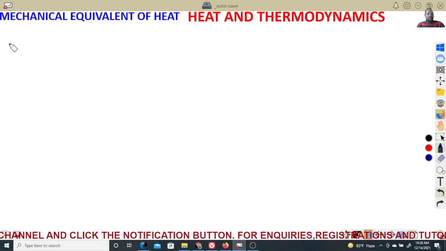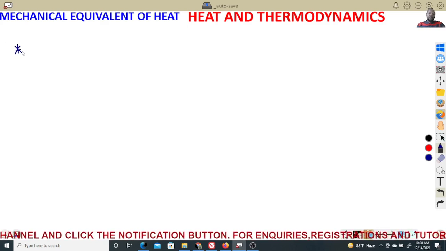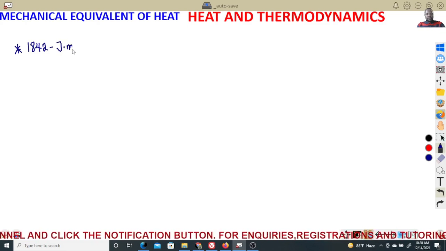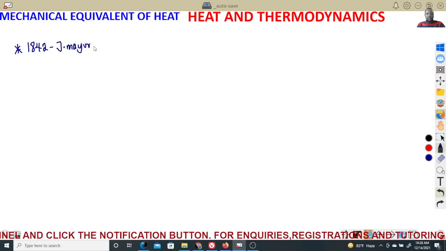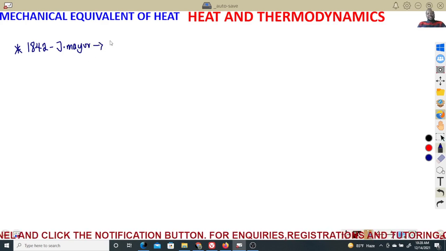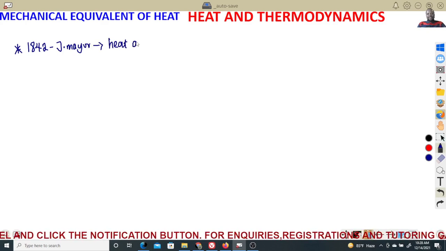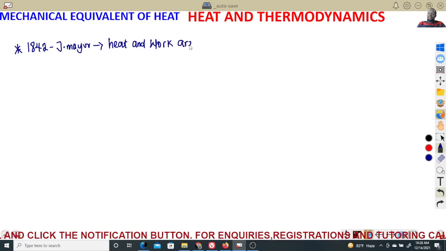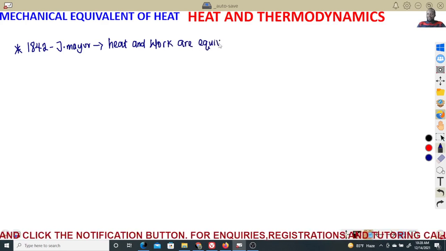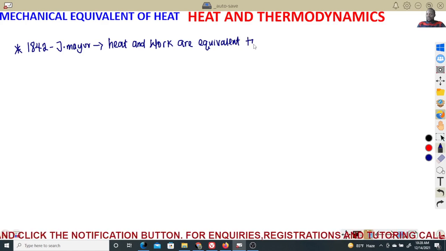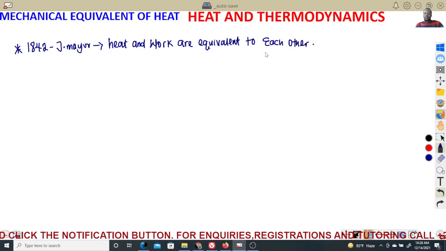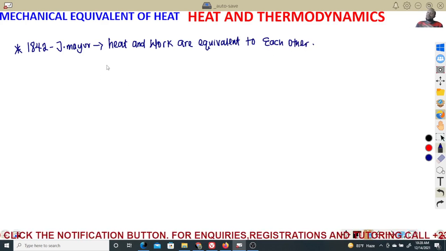Now, there is a man called, I know you guys have heard about him, maybe not sure, in 1842 to be precise, a man called J. Mayer. His name is J. Mayer. He gave us a particular law and he said, heat and work are equivalent to each other. Let me just write it. Heat and work are equivalent to each other. So J. Mayer in 1842 said heat and work are equivalent to each other.